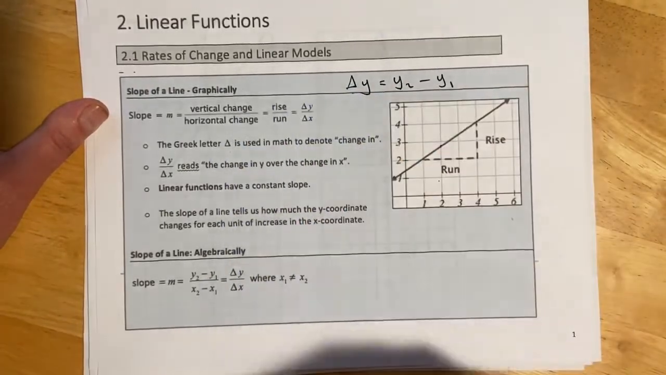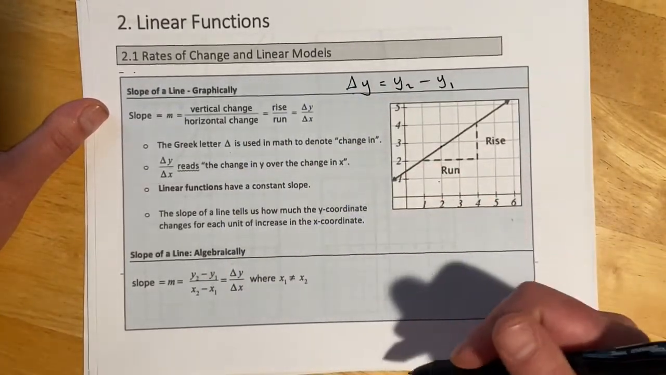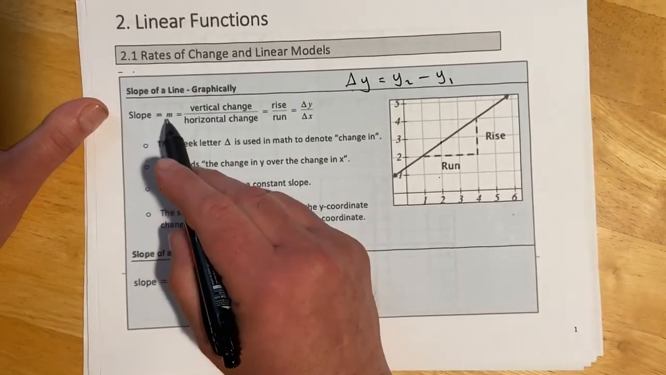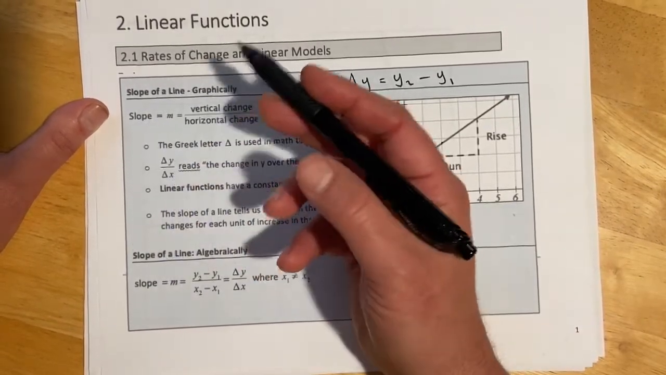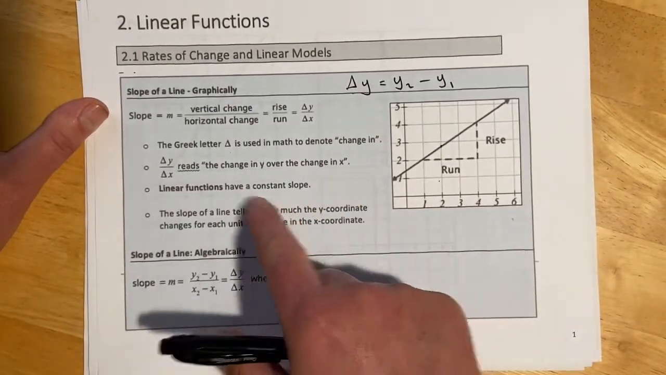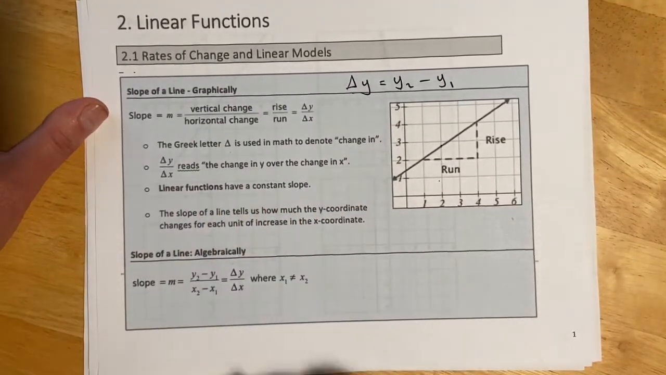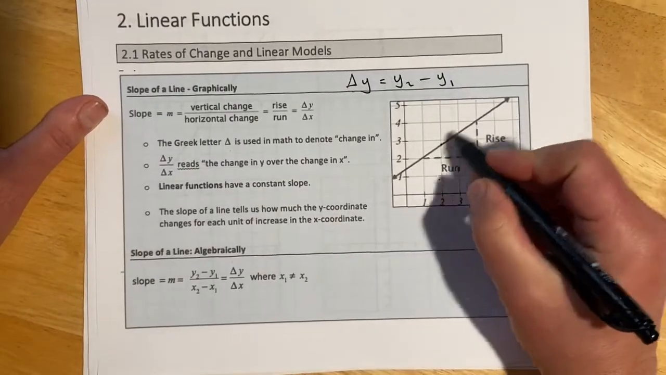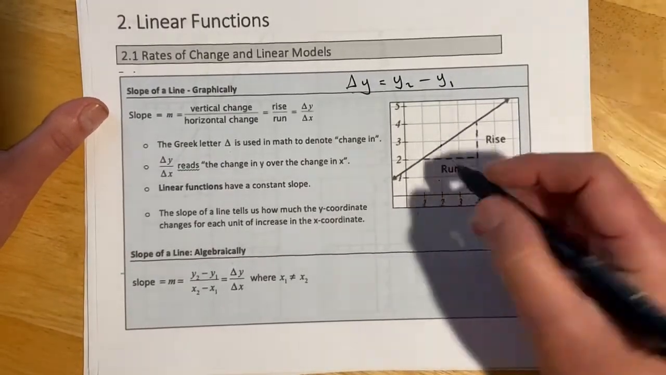So it's the same way as saying vertical change and horizontal change in rise and run. Also, slope is abbreviated with the letter m, which is not intuitive, but it is what it is. Let's see, I think I got that. Linear functions, which is what we're looking at in this chapter, have a constant slope.